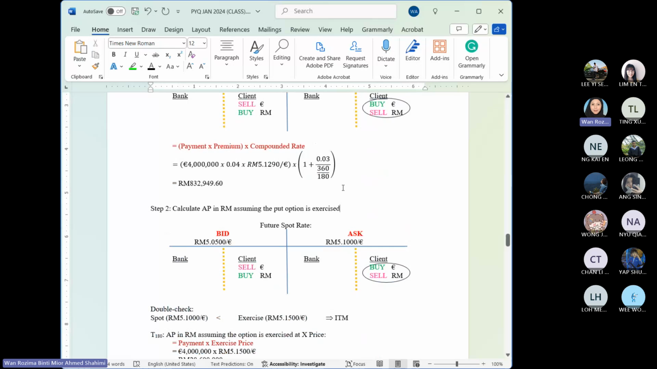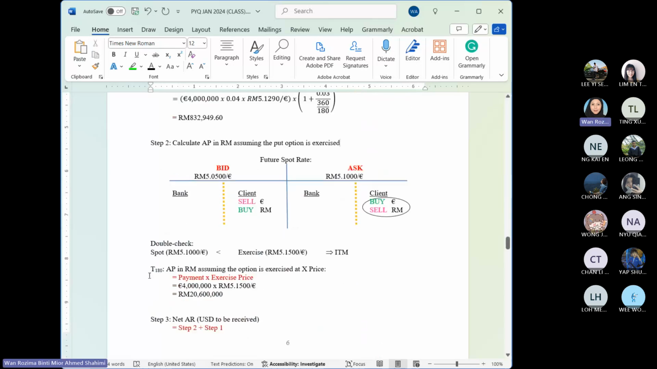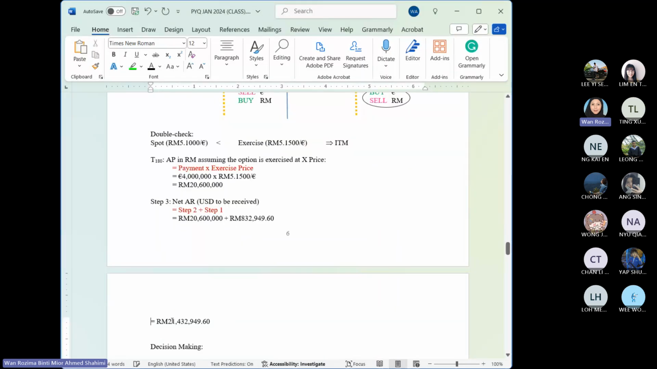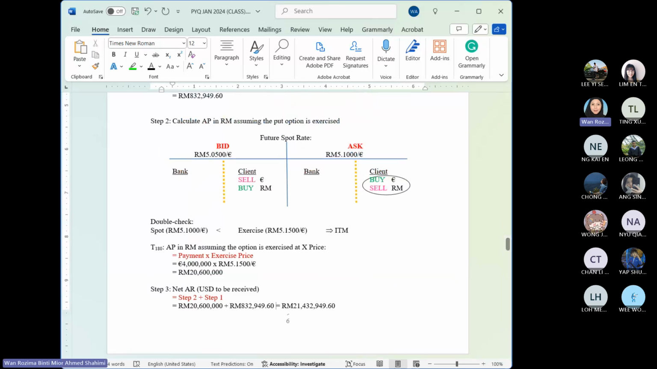So now you compare whether to exercise or not. Spot and then exercise. Spot is less than exercise, so it is in the money, so that's why you exercise this put option. So when the payment times exercise price, then you will get 20,600,000. Since this one is account payable, both step 1 and step 2 are outflows, so we add them. When we add, then you have this amount. I want to see the whole thing. Okay, this one. Then you have this amount.